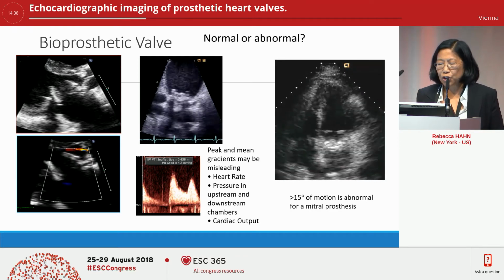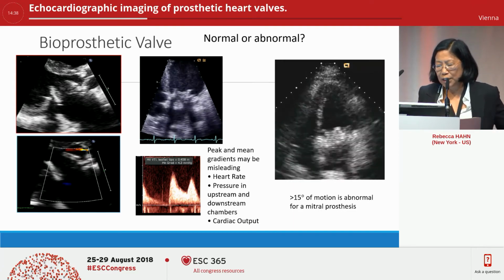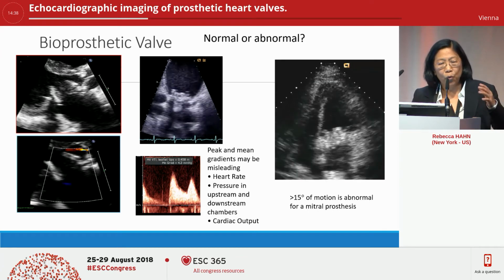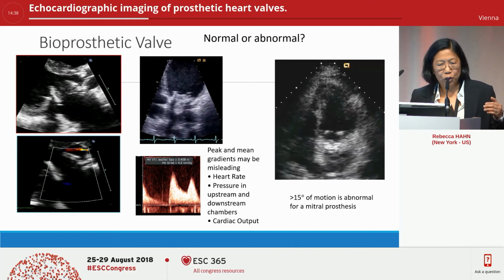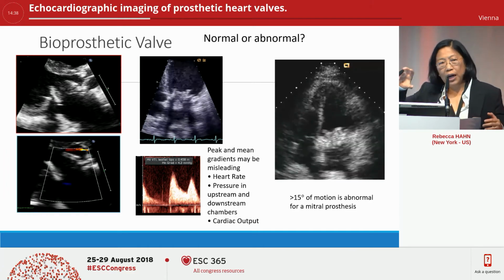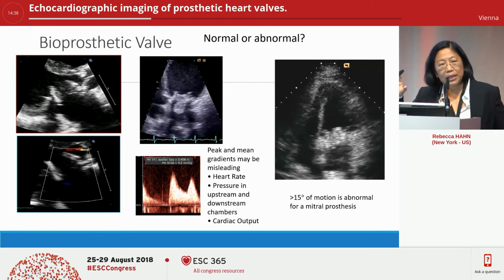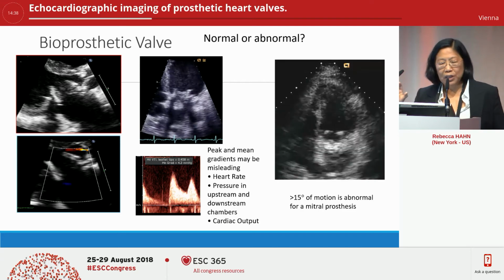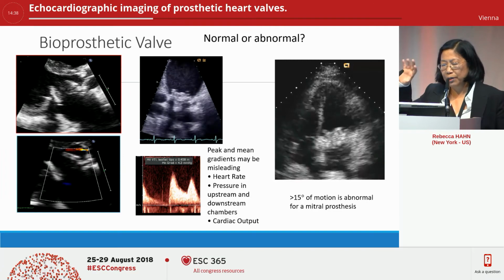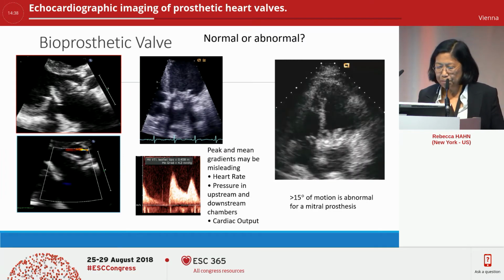And then we want to look at the sewing ring. So this is a bioprosthetic valve with greater than 15 degrees of motion. 15 degrees would be considered normal, depending again on where your surgeon has implanted the valve. So if the valve is implanted closer to the left atrial wall, then the motion of a normal bioprosthesis or mechanical prosthesis may be a little bit excessive, but typically not more than 15 degrees. This is a dehisced bioprosthetic valve that is showing marked motion at the sewing ring.